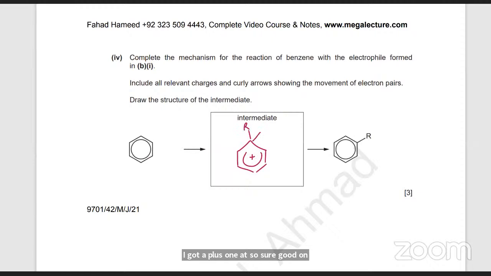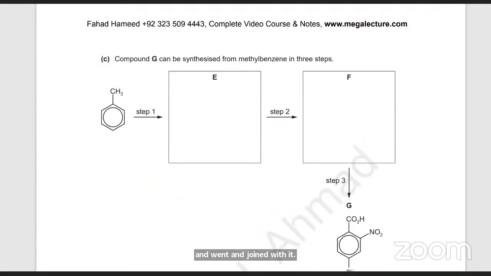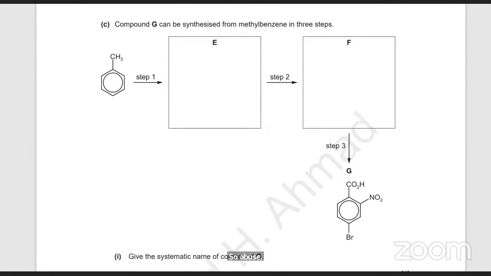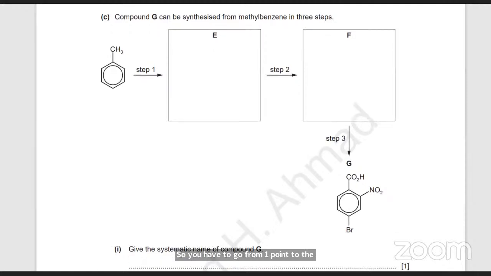R plus one took away electrons from the benzene and went and joined with it. चलो अब ये तो खैर वो ये कौन कर लेते हैं थोड़ा सा। इस पे क्या हो रहा है? You have to go from one point to the other point. What is the systematic name of G? What is the systematic name of G?